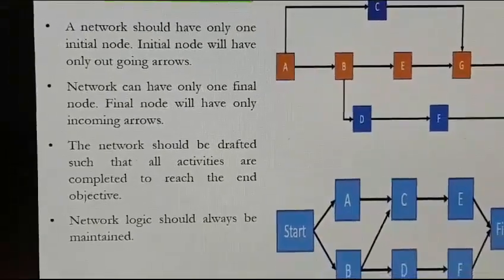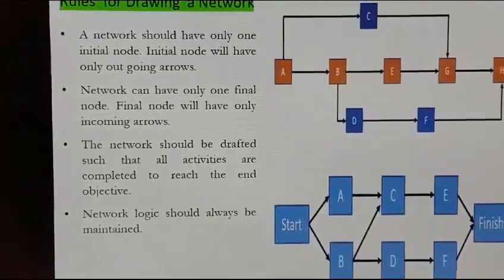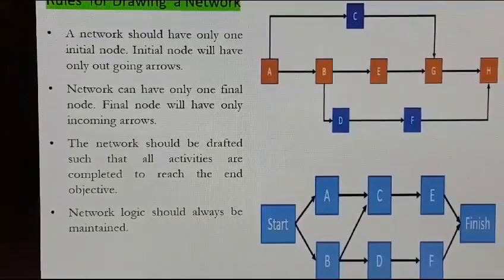Now I will explain the last two points. See, the third point is the network should be drafted such that all activities are completed to reach the end objective. While drawing the network diagram, you should not forget or leave any activity behind, and in that case you will not be able to find the actual completion time of the project.